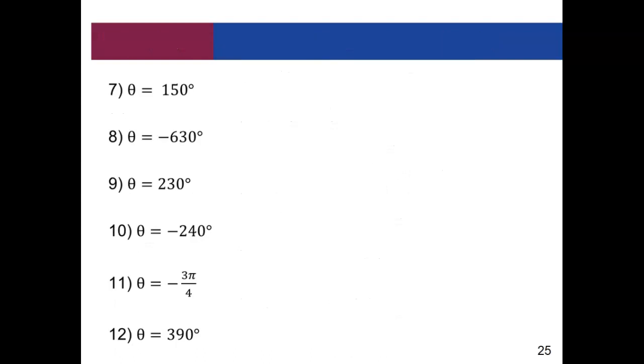So I have a few more for you to try, so I would like for you to pause this, try them, and then come back and make sure that you have it. Okay, so for this one, this would be a second quadrant angle, and we would do 180 minus 150, and we would see that we have 30 degrees as our reference angle.